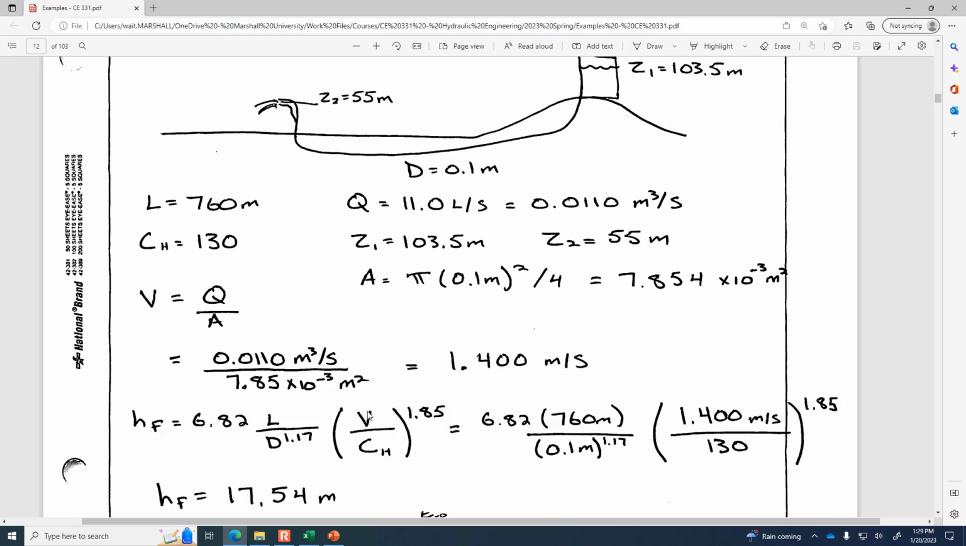Now we can put that and the length and diameter, which we already knew, into the Hazen-Williams equation. We get that there's 17.54 meters of head. So that's how much energy is lost as the water's flowing through the pipe. So let me next write the energy equation on the whiteboard, and then we'll go through the process of analyzing which terms get canceled out and which terms don't.